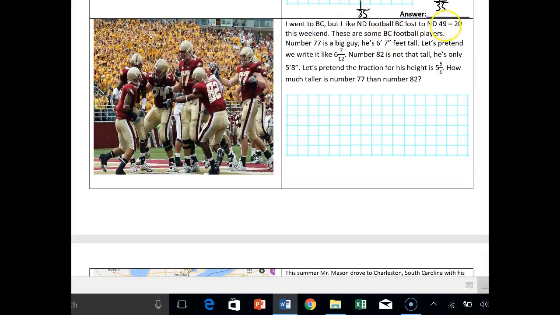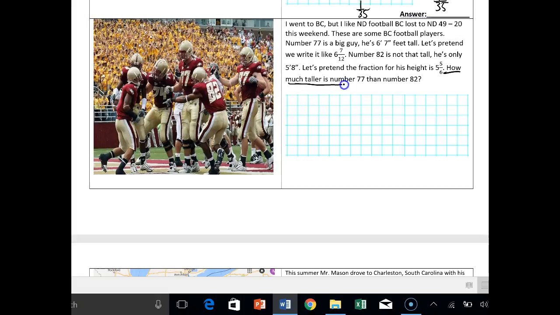BC lost to Notre Dame 49-20 this weekend. There are some big BC football players, like number 77. He's a big guy. He's 6'7". Let's pretend we're going to write that as 6 feet and then 7 out of 12 because there are 12 inches in a foot. So 6 7/12. Number 82, he's not so tall. As you can see, he's only 5'8". Let's pretend we write his fraction as 5 5/6. How much taller is number 77 than number 82?